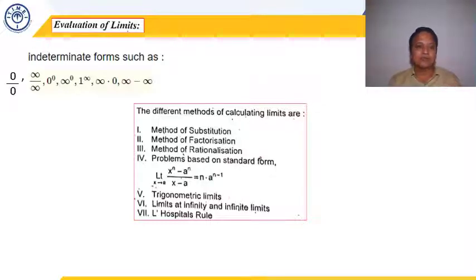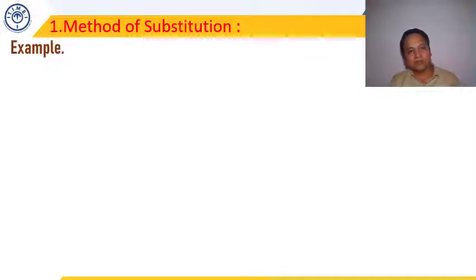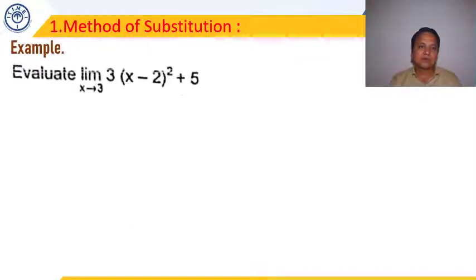We use these methods to find the value of the limits. So first is the method of substitution. So we move to the method of substitution first. It says evaluate the limit as x tends to 3 of the expression 3 into (x minus 2) whole square plus 5.